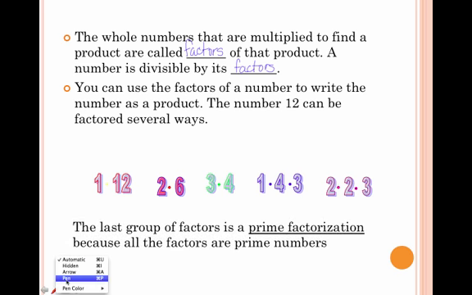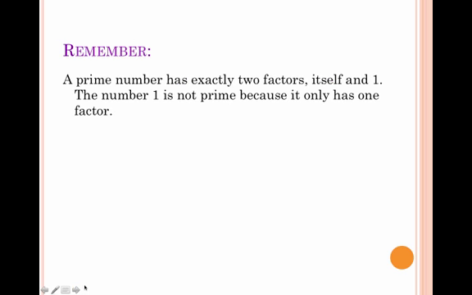This group at the end is a prime factorization because none of these numbers are divisible by any number other than 1 and itself. So these examples all have composite numbers. These are strictly prime numbers. So we're going to be working on prime factorization. Remember that a prime number has exactly 2 factors, just itself and 1. But the number 1 is not prime because it only has 1 factor. So 1 is not a prime number.